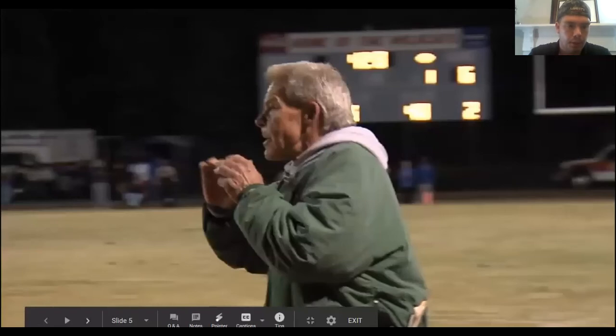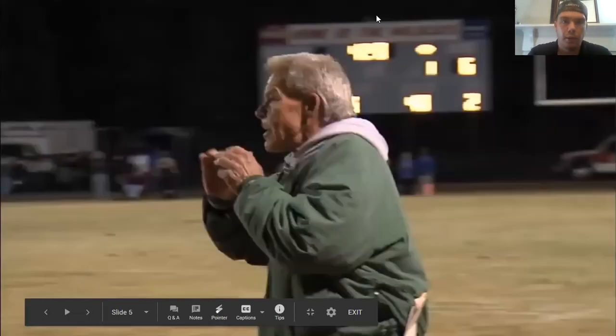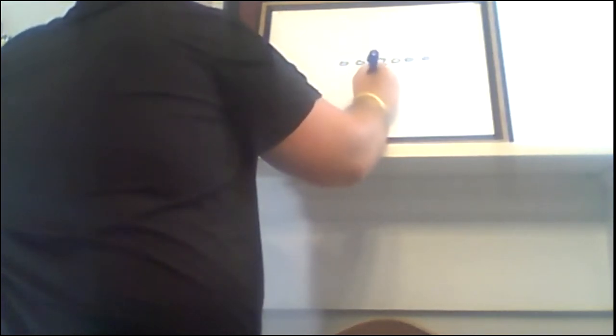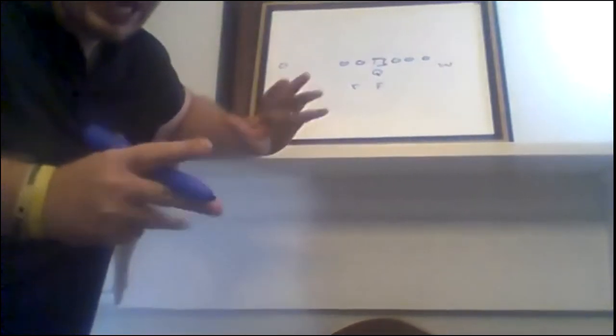Screen share one more time. So that's my personal history with the wing T. Go back real quick. So I've seen it bastardized. I want to talk just formation wise. So what I want to be focusing on here is your traditional wing T that looks a little like that.